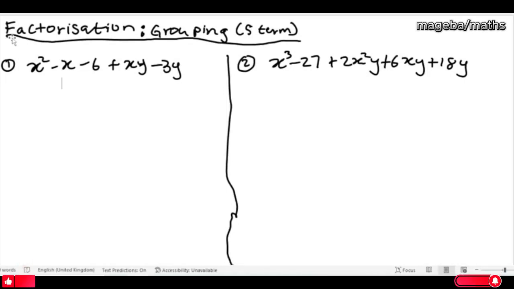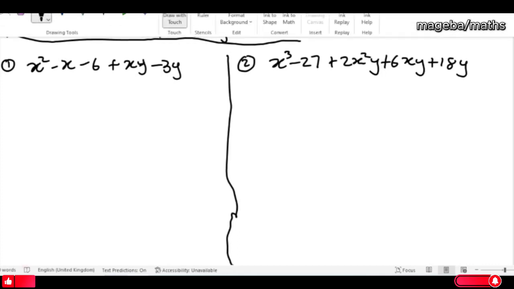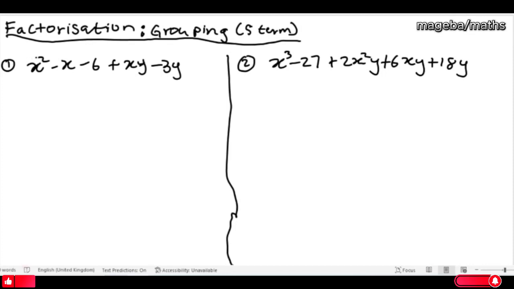Good people, today we'll be doing factorization by grouping, but this one is where we are dealing with 5 terms. I made a video where we were doing grouping with 4 terms. Now we'll be doing grouping with 5 terms. Like the first one here, it's 1, 2, 3, 4, 5 terms.